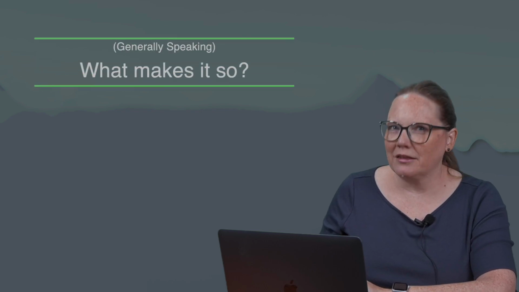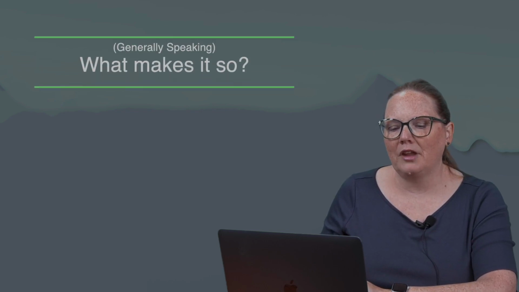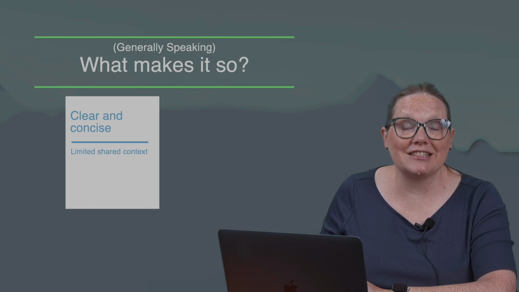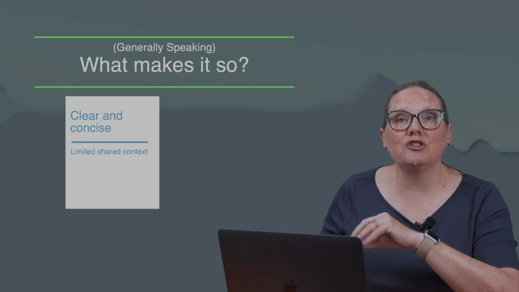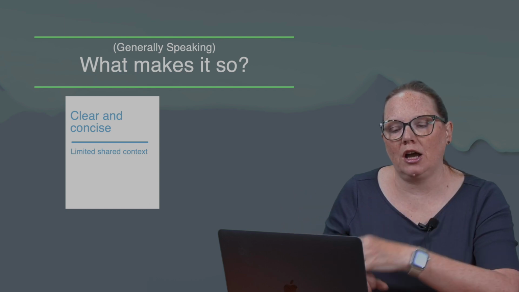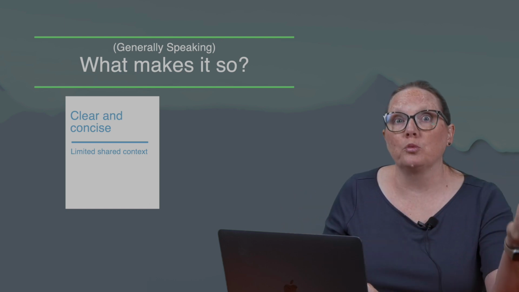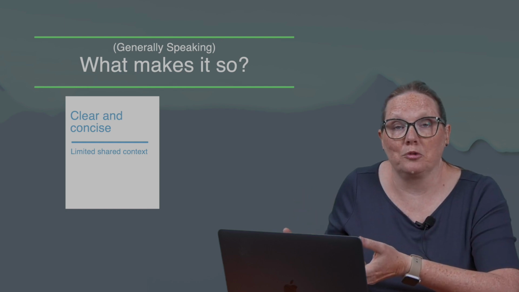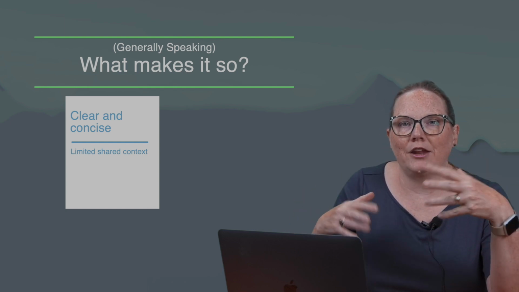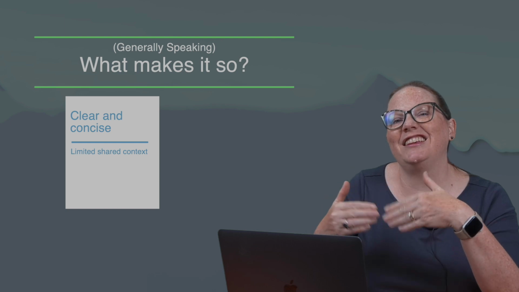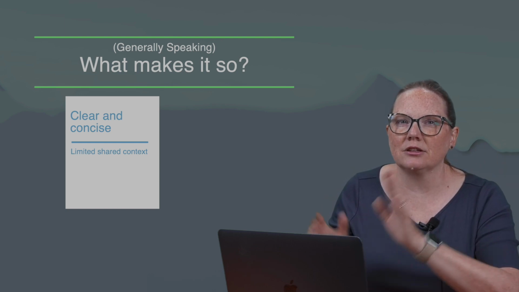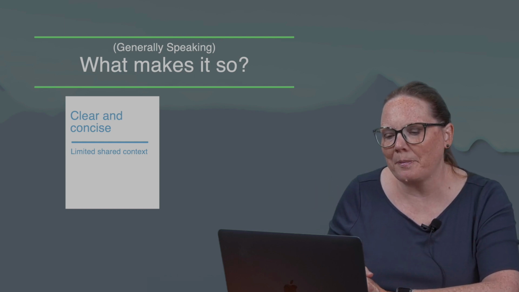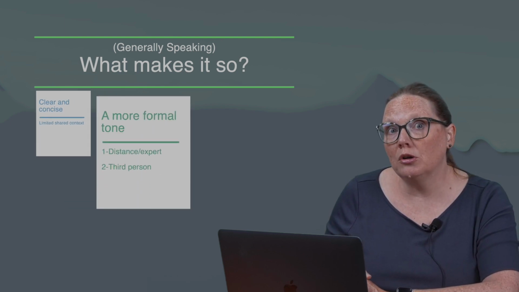So what makes it academic writing? Well, first, it's clear and concise. And it needs to be clear and concise because you have a limited shared context with your reader. They are not with you in the room. They don't know all the background you have. So you have to give some information to be clear, but you also need to be concise to keep it on the short side.